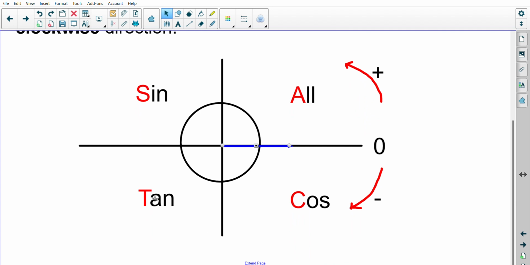So cos is in the fourth quadrant, all is in the first quadrant, sine is in the second quadrant, and tan is in the third quadrant. So C-A-S-T. And I'm going to explain why it's labelled the way it is now.